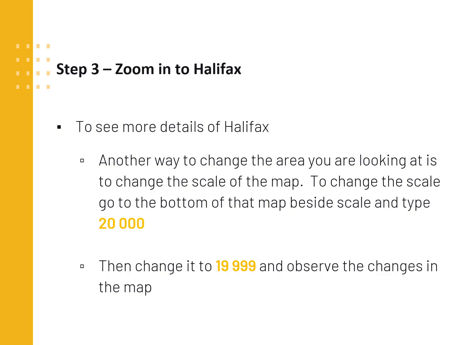What I'd like you to do is type in 20,000 and take a look at your map. Then change the value from 20,000 to 19,999 and observe the changes in your map. Hopefully you'll see there is something quite substantial in the difference. Then we need to think about why this might be.